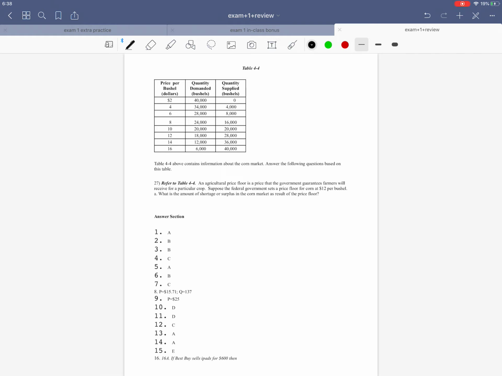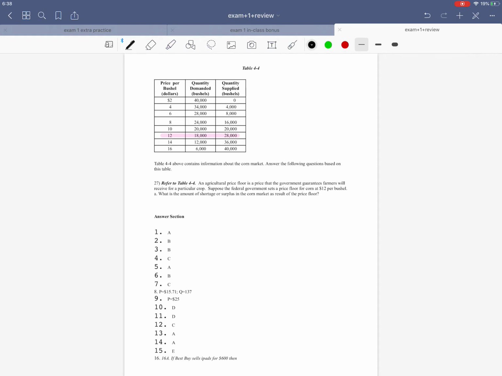An agricultural price floor is a price that the government guarantees farmers will receive for a particular crop. Suppose the federal government sets a price floor at $12 per bushel. What is the amount of shortage or surplus in the corn market as a result of the price floor? There's several questions that I will ask from a table like this that shows your demand schedule and your supply schedule together.